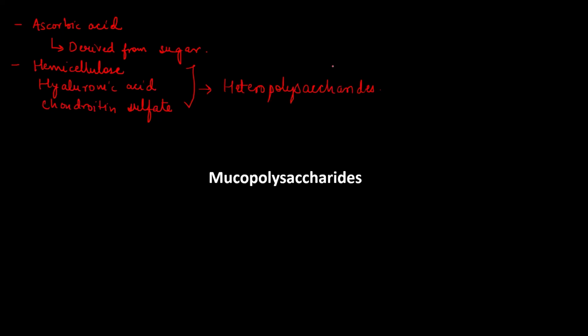Now, apart from these polysaccharides, let's study the last polysaccharide, that is mucopolysaccharides. So what are mucopolysaccharides? These are the polymers of modified sugars like NAG and NAM. Because NAG and NAM are also modified sugars, right? They are produced by modifying a sugar such as glucose. So mucopolysaccharides are polymers of modified sugars like NAG, NAM, etc.